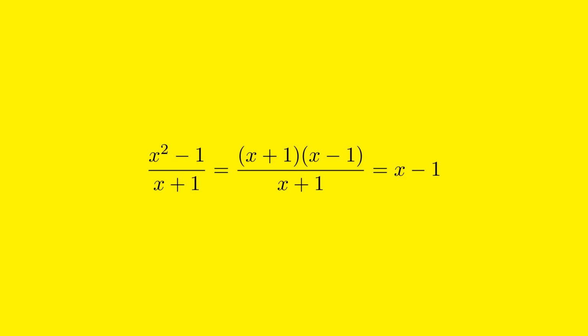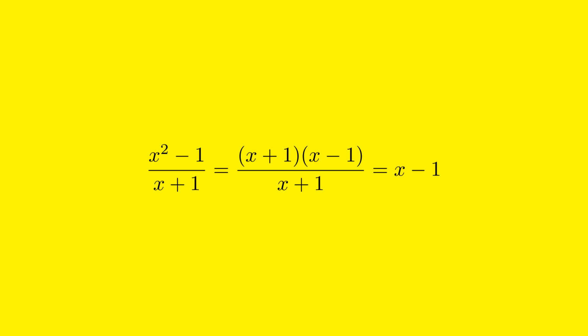Step 2. Now that we have factors in the numerator and denominator, we notice that both the numerator and the denominator contain the same factor of x plus 1. We can cancel out this common factor from both the numerator and the denominator. After canceling, we are left with x minus 1.